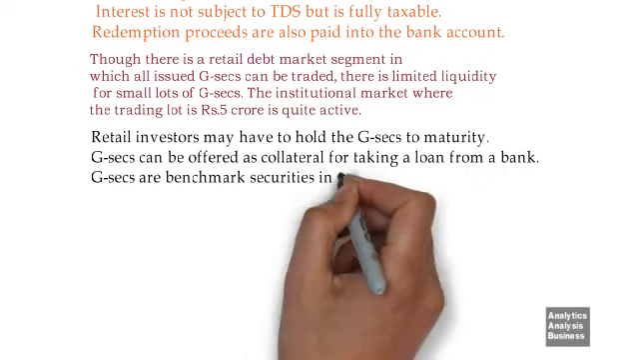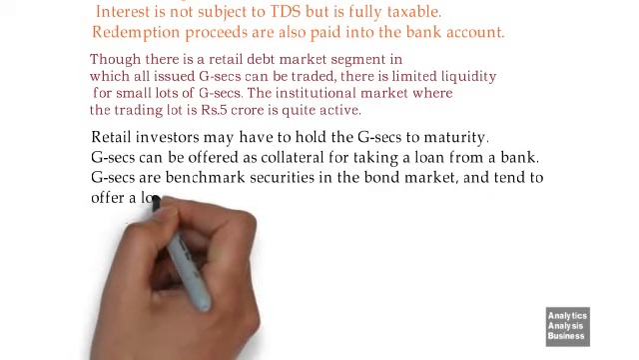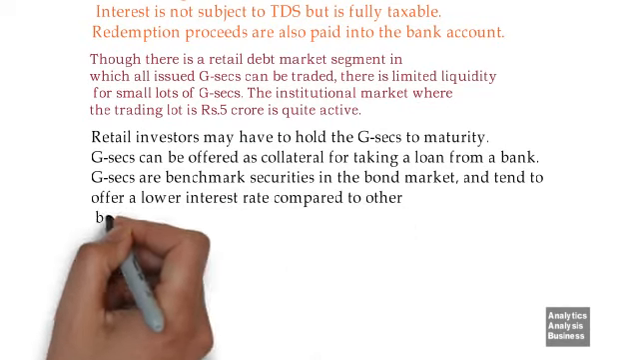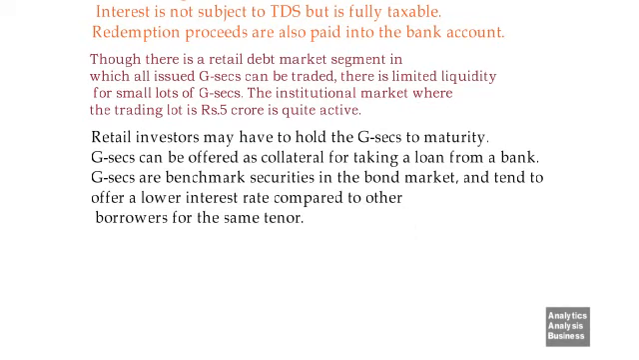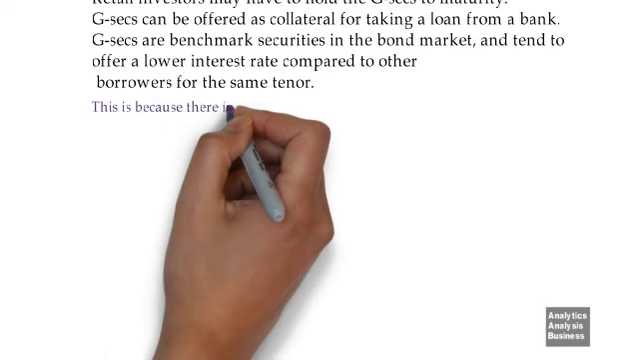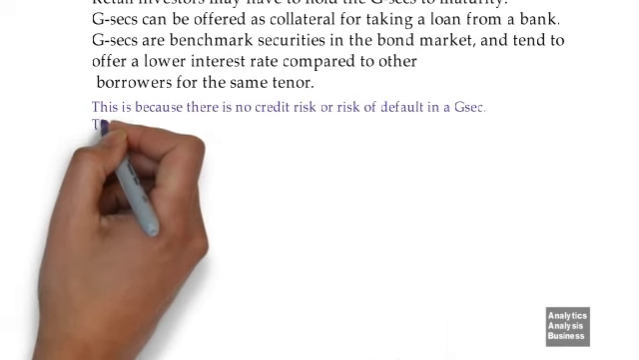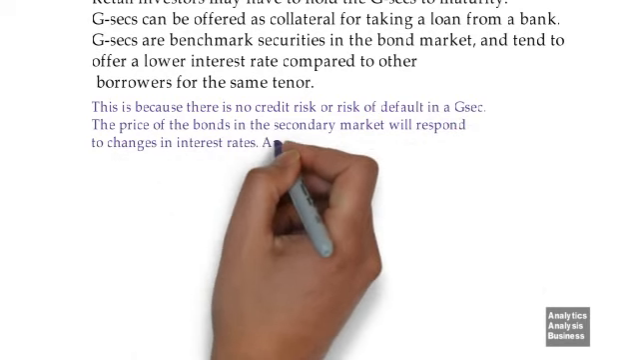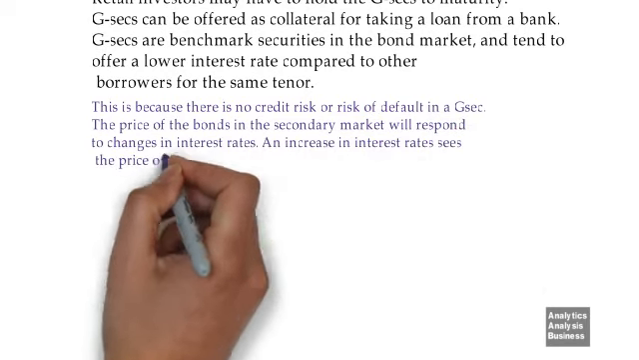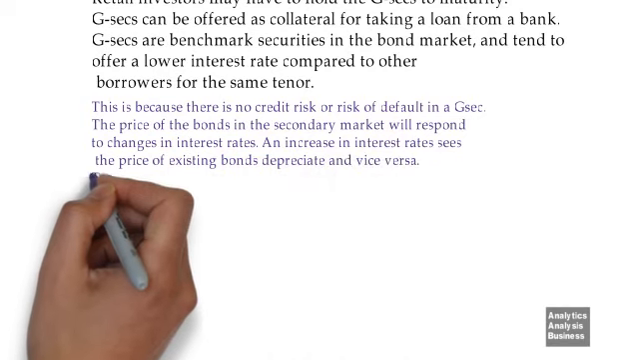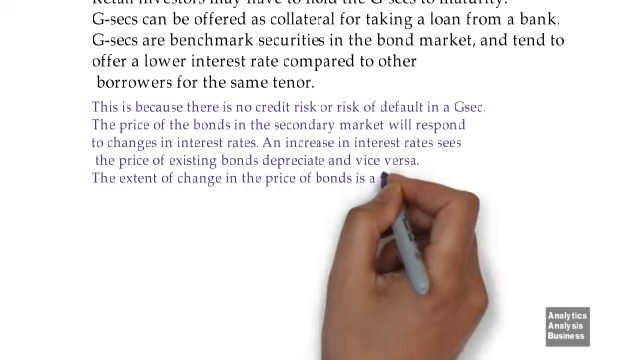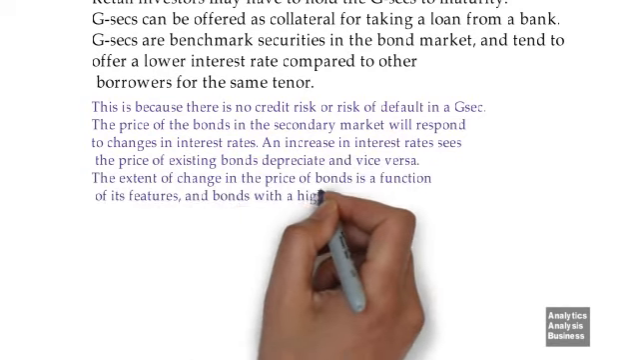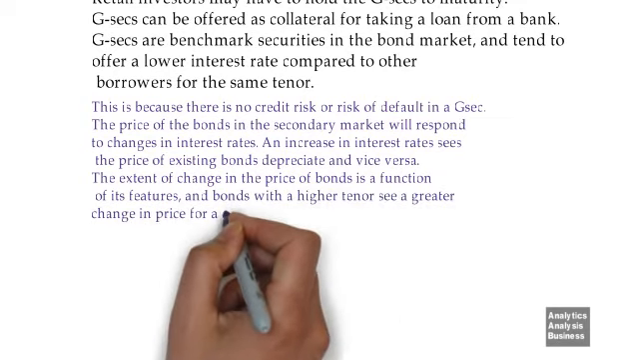G-secs are benchmark securities in the bond market and tend to offer a lower interest rate compared to other borrowers for the same tenor. This is because there is no credit risk or risk of default in a G-sec. The price of the bonds in the secondary market will respond to changes in interest rates. An increase in interest rates sees the price of existing bonds depreciate and vice versa. The extent of change in the price of bonds is a function of its features, and bonds with a higher tenor see a greater change in price for a change in interest rates.